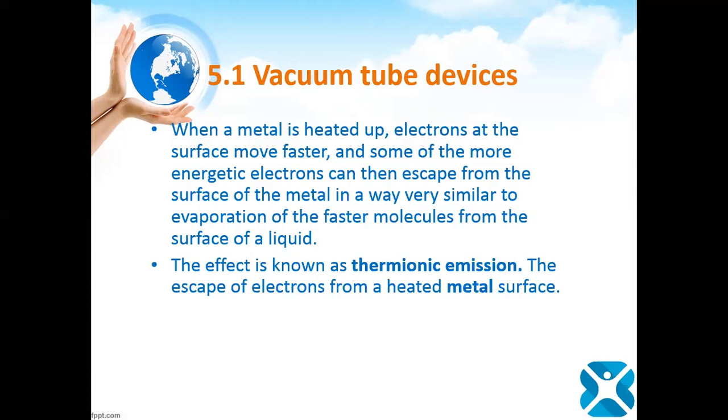This effect is known as thermionic emission. What is thermionic emission? The escape of electrons from a heated metal surface. Okay, the surface must be metal. If the surface is not metal, then the electrons are not going to escape from the surface, and it's not going to be thermionic emission. You are going to heat the metal, and the electrons over there are going to reach a high speed. When they reach that speed, they are going to escape from the metal surface.